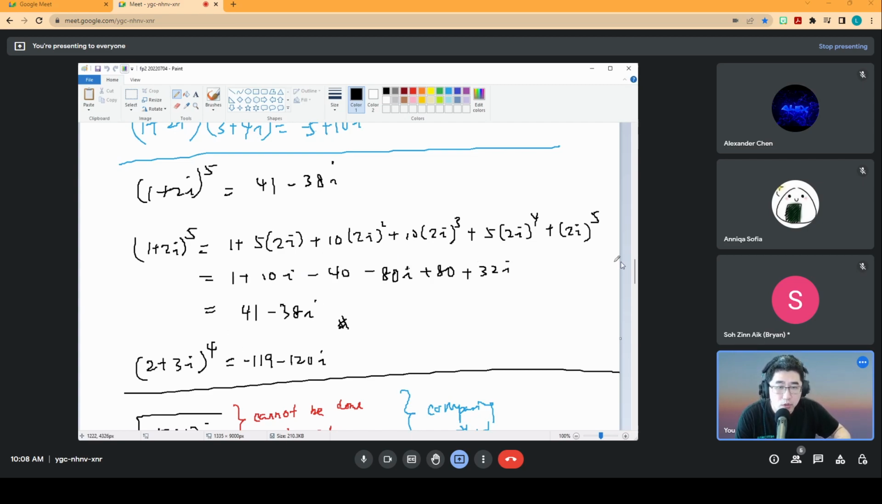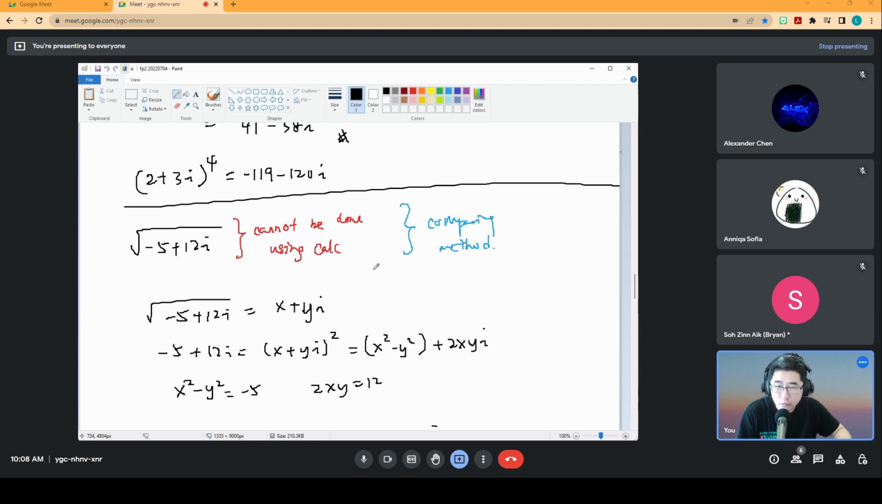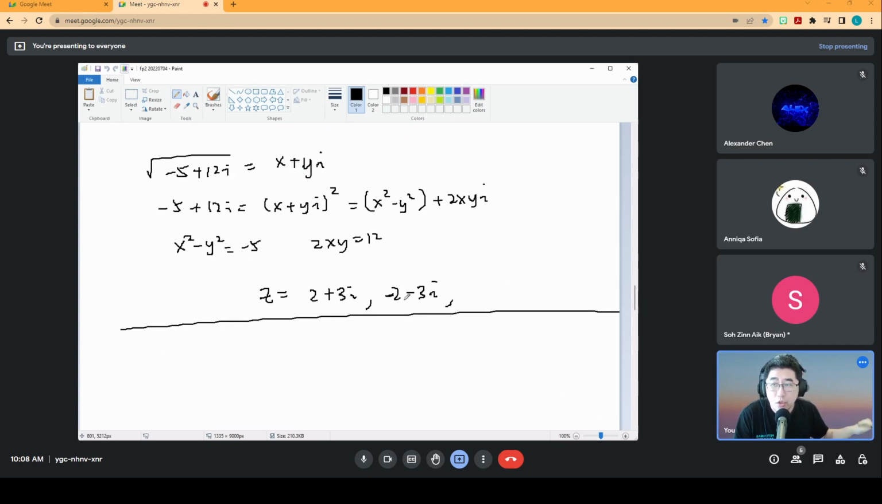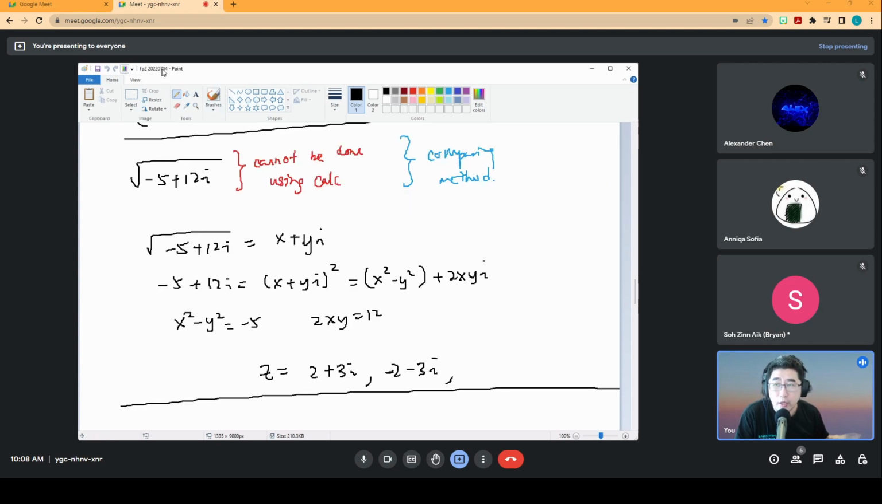Okay, so this is by using binomial expansion. When we do square root, we cannot use the calculator. So we will need to use the comparing method. Okay, so square root of negative 5 plus 12i, equals x plus iy. So we square both sides, we expand, then we compare the real component and the imaginary component. Then we solve the simultaneous equations, then we have this form. Okay, this is what we did during July 4th.